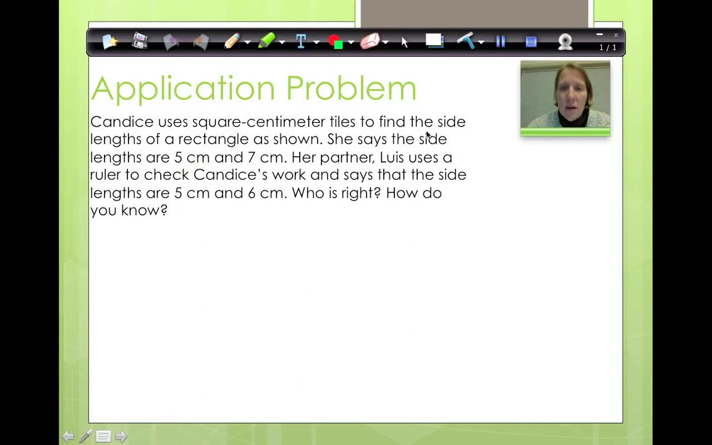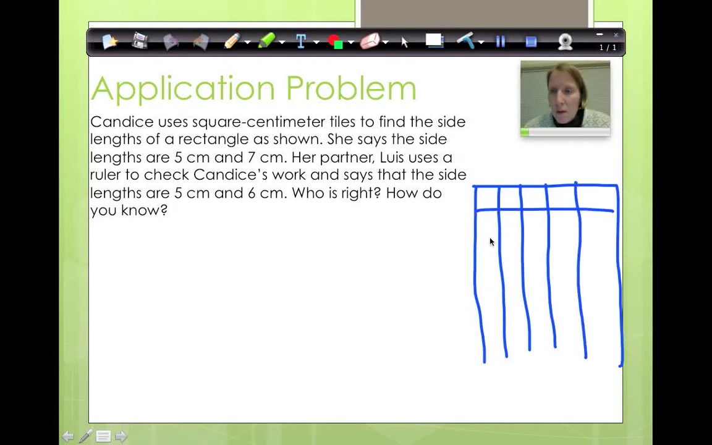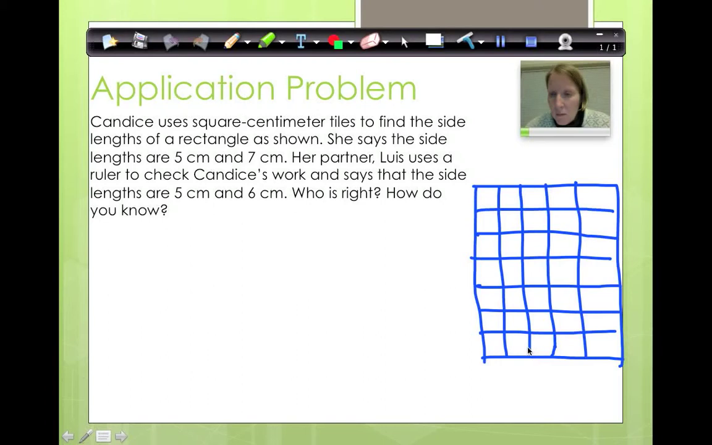Candace uses square centimeter tiles to find the side lengths of a rectangle as shown. Here is her rectangle. Okay, so here's a rectangle. She says that the side lengths are 5 centimeters and 7 centimeters. Her partner, Lewis, uses a ruler to check Candace's work and says that the side lengths are 5 centimeters and 6 centimeters. Who is right, and how do you know?